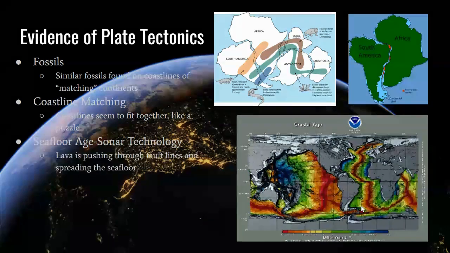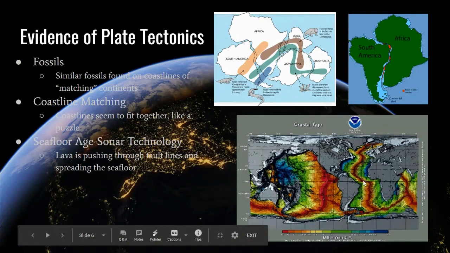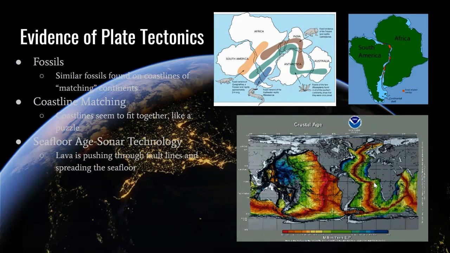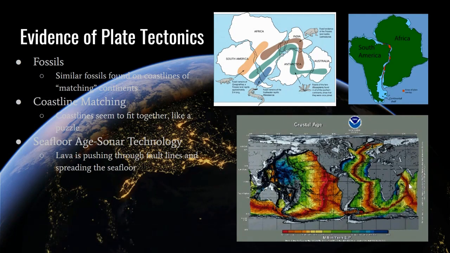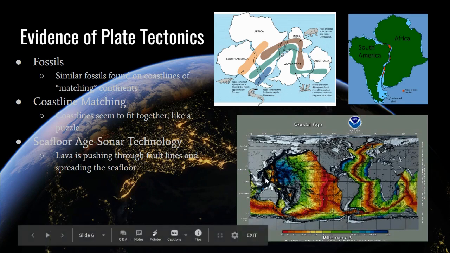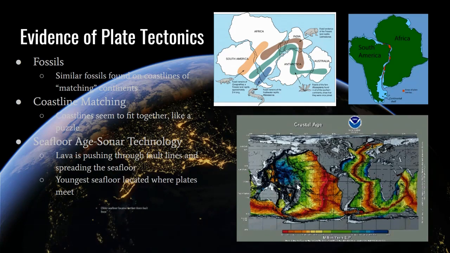And the theory basically says that at these fault lines, these cracks right here in the Earth's crust, there's lava being pushed up through those fault lines, and that lava is pushing the plates apart. And to illustrate that, the areas that are red here are the youngest ages of the seafloor. So the areas around the fault lines is where this new lava is being pushed up. And then as you move further and further away from the fault lines, you see that the seafloor is older, which suggests that the seafloor is pushing apart.